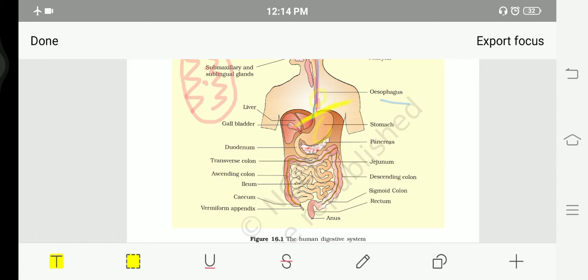Salivary amylase enzyme is able to break down the starch, a carbohydrate, into maltose, a disaccharide.